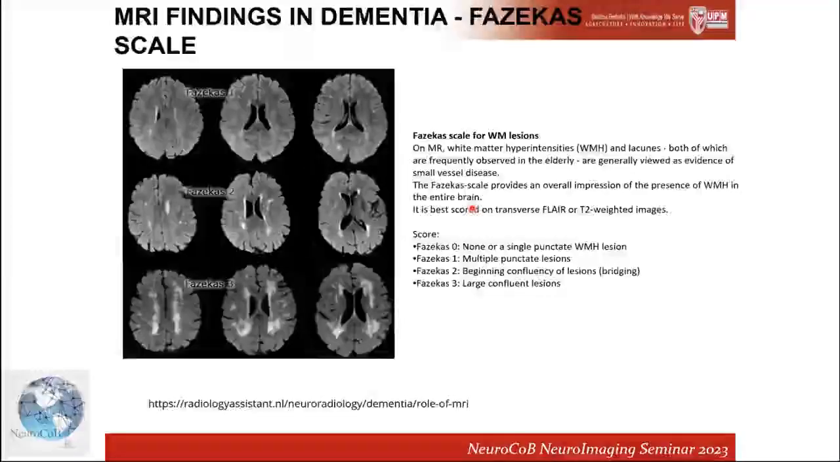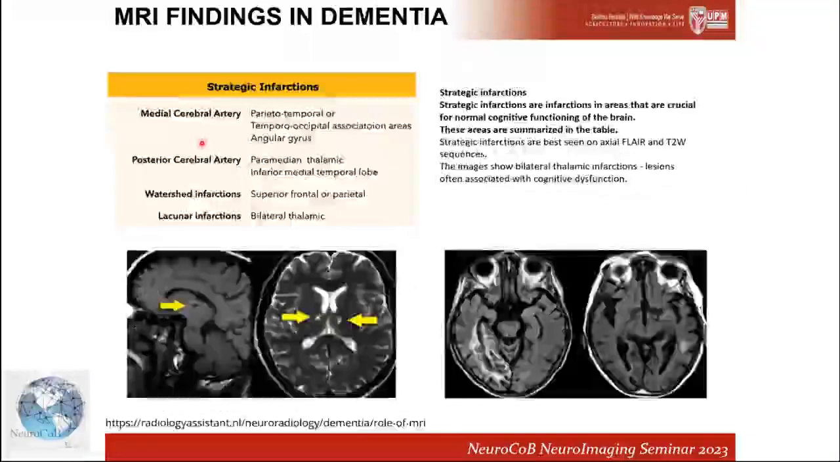So this is another scale, the Fazekas scale, for the white matter lesions in vascular dementia. We have a grading also, class 1, 2, 3, depending on the severity of the lesions, the hyperintense lesions in the white matter. Dr. Pia already told you just now, this is the white matter, right? So the outer one is the cortex or gray matter.